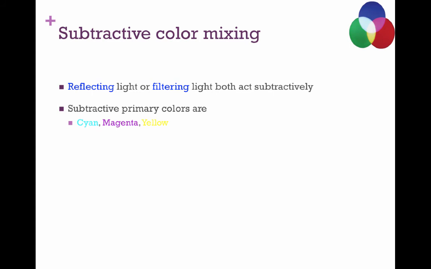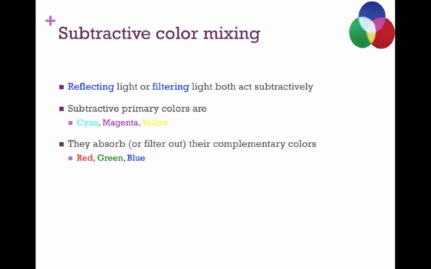You'll see CMYK as being typical paint colors. That's cyan, magenta, yellow, and black. Those are subtractive primary colors. And they absorb or filter their complementary colors. So those three subtractive primary colors would absorb out the complementary colors. Cyan would absorb red, magenta absorbs green, yellow absorbs blue.